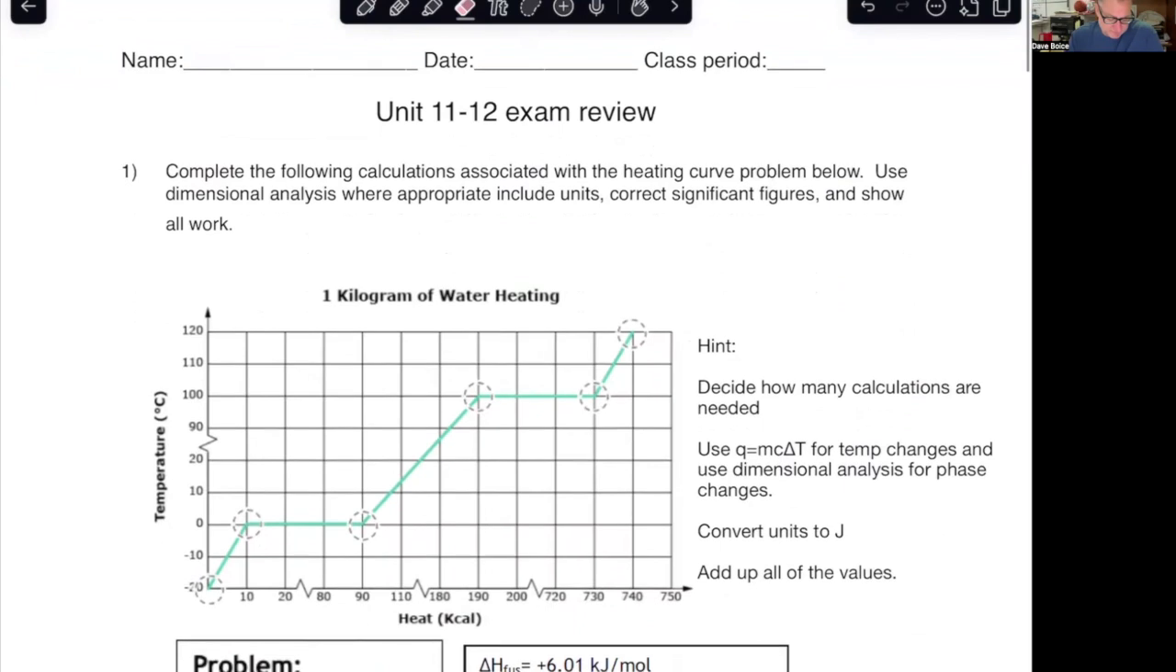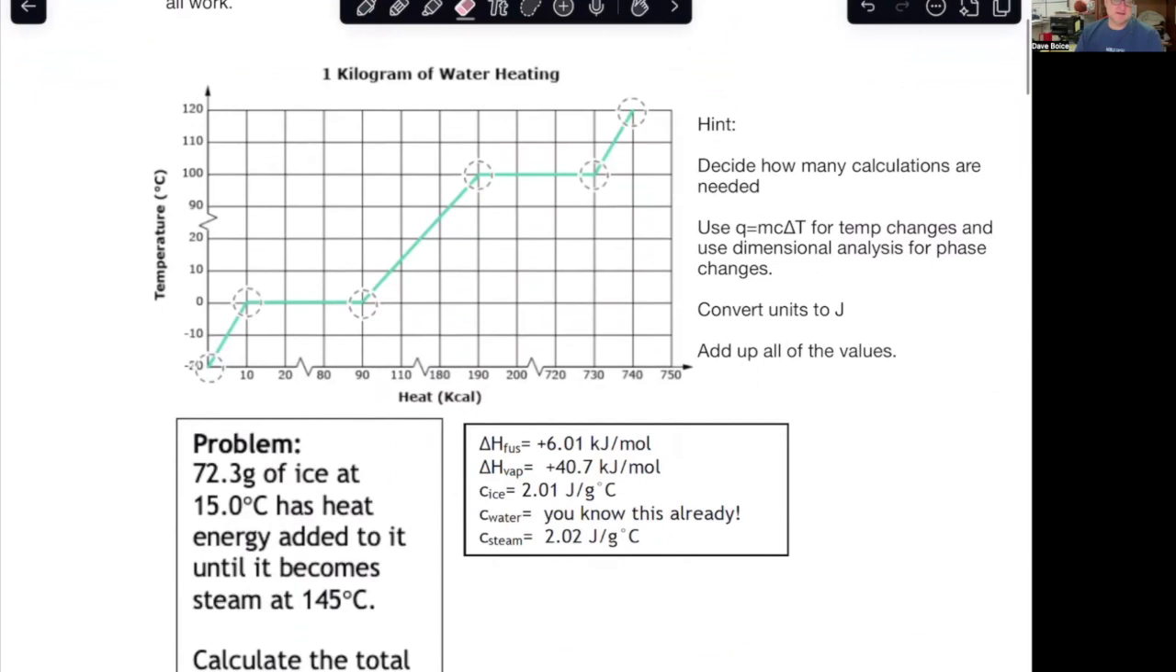Okay, first thing we're going to do is go through what is called a heating curve. Real quickly, the way a heating curve works is you have, in this case, water. Below zero, this is ice. Between 0 and 100, this is going to be water. And from 100 to however hot it gets, that's going to be steam.